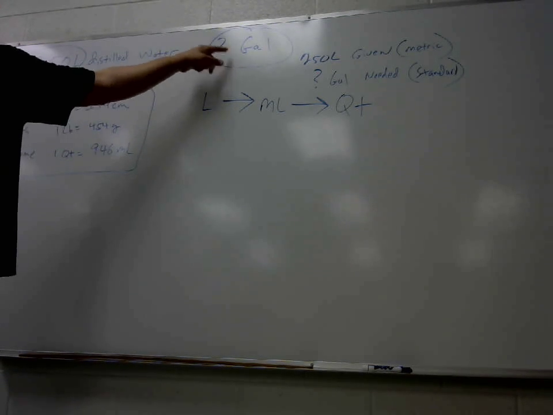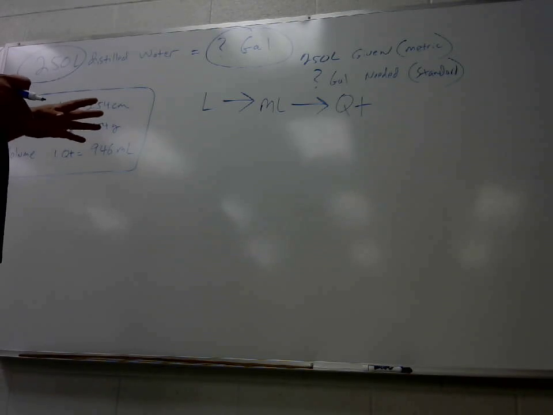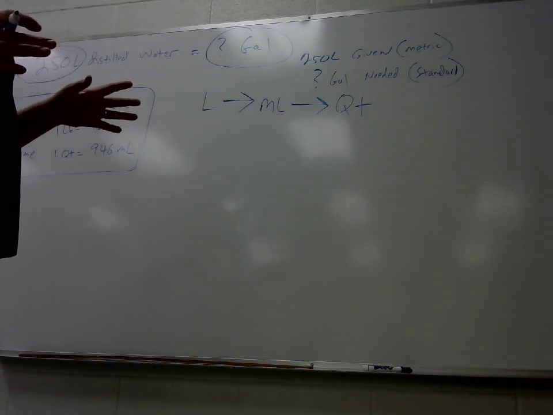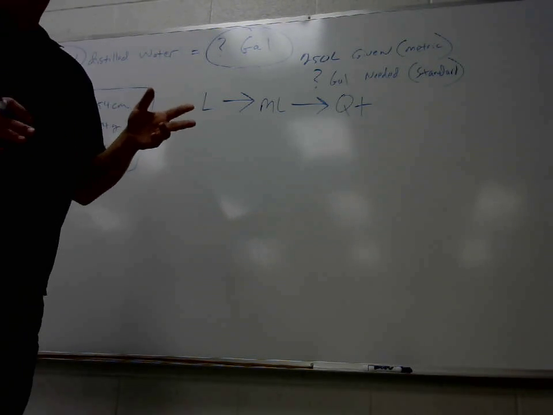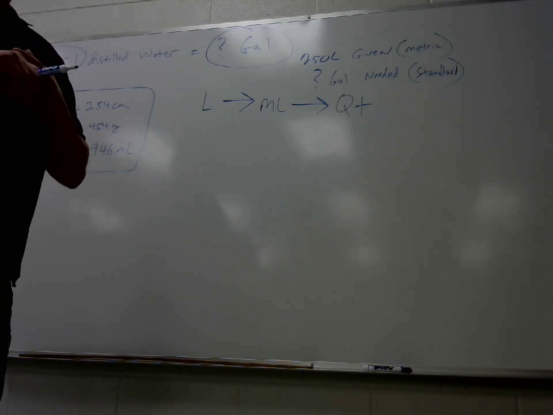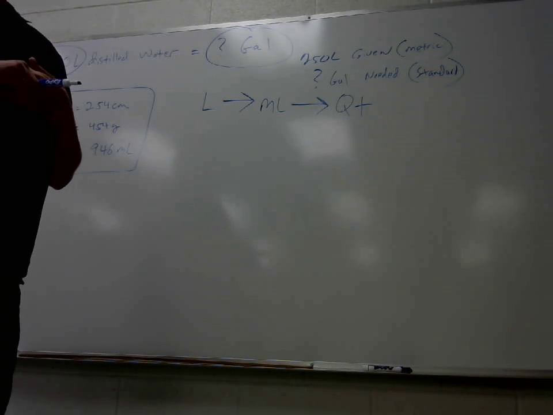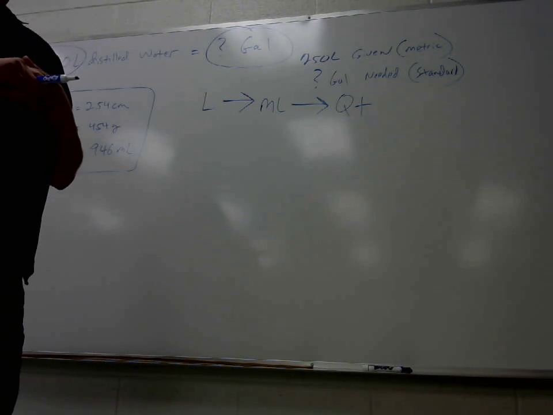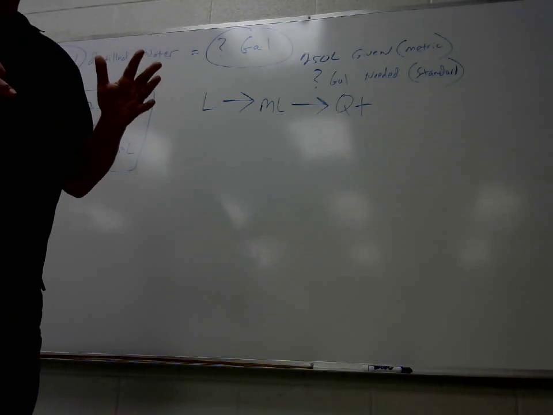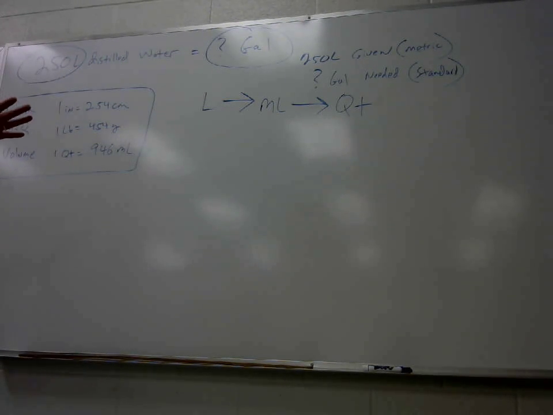Quarts, but we need to be in gallons. This is one of the standard to standard conversions, or US to US conversions, that you will just have to know. There are 4 quarts in a gallon. There are 2 cups in a pint. There are 2 pints in a quart. Those you will just have to memorize, as many of those as your brain will hold.